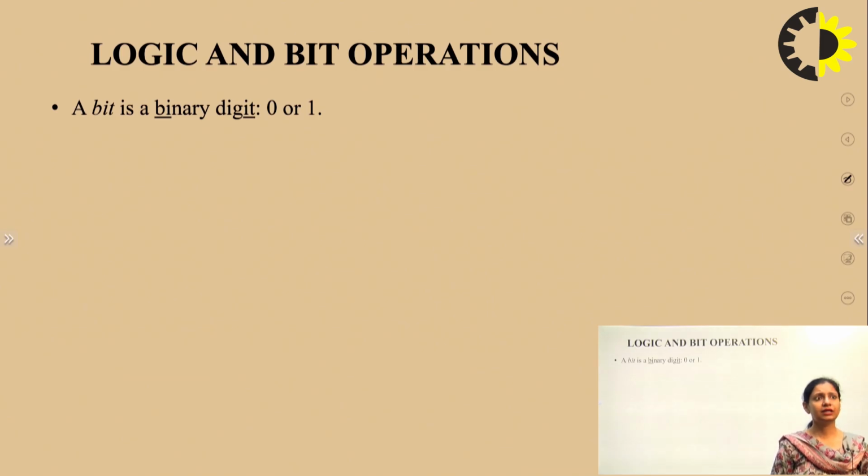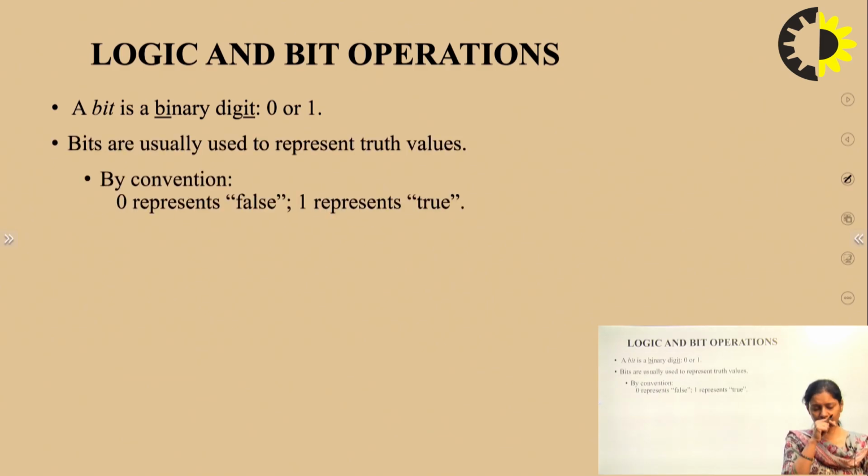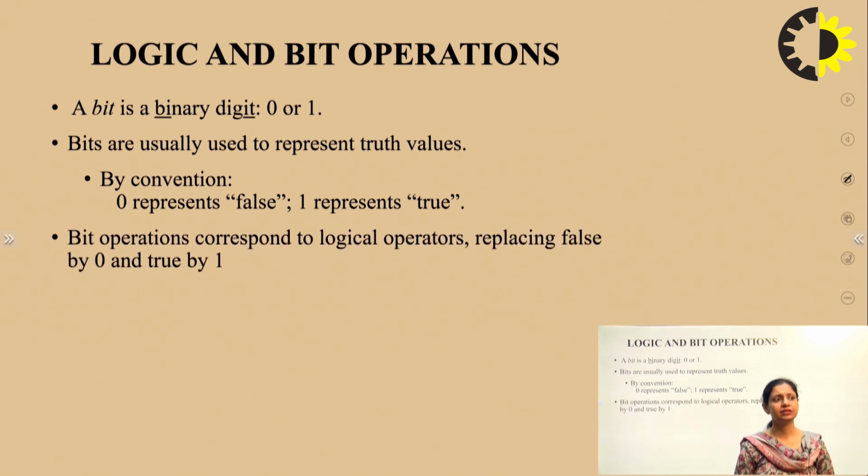Now we have the bit operations. So what is a bit? It is basically a binary digit which has a value either 0 or 1. So 0 is represented as false in general and 1 is represented as true. The binary operations correspond to the logical operators where false is replaced by 0 and true is replaced by 1.